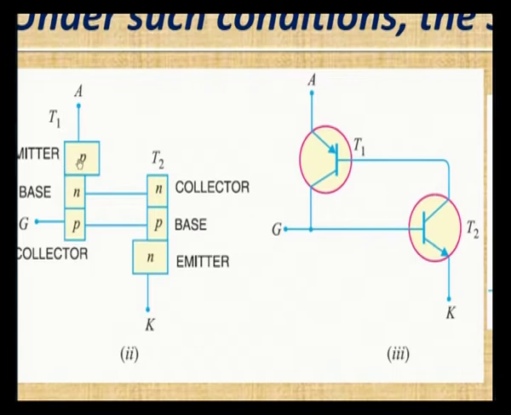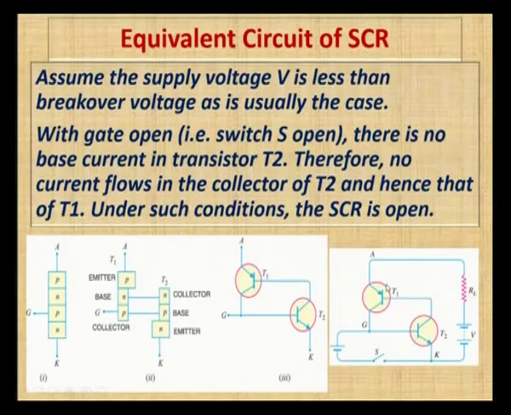The emitter is same for T1, this is called the T1 transistor, this is T2. Here one thing we need to observe is the base of one transistor is connected to the collector of the other transistor. Similarly, the base of the other transistor is connected to the collector of the first transistor. This is how we can make a transistor equivalent circuit of an SCR. So, when the gate is open, the very first condition, there is no current in the base. So, the transistor T2 is off, so the transistor T1 is also off.